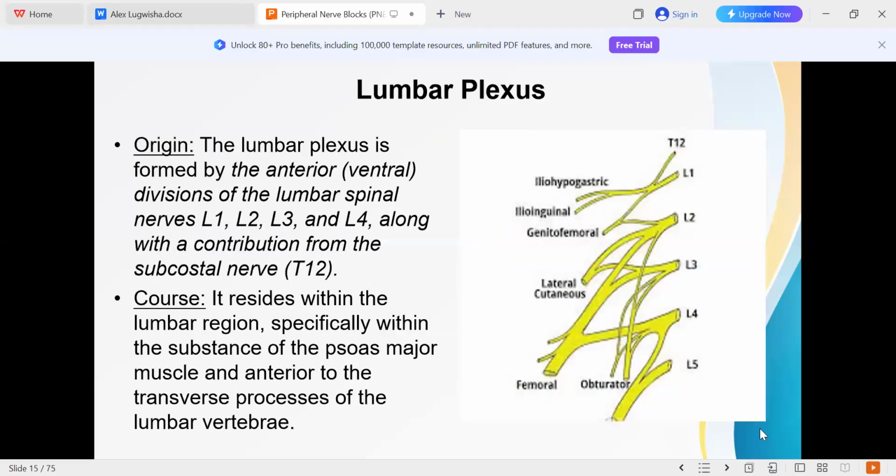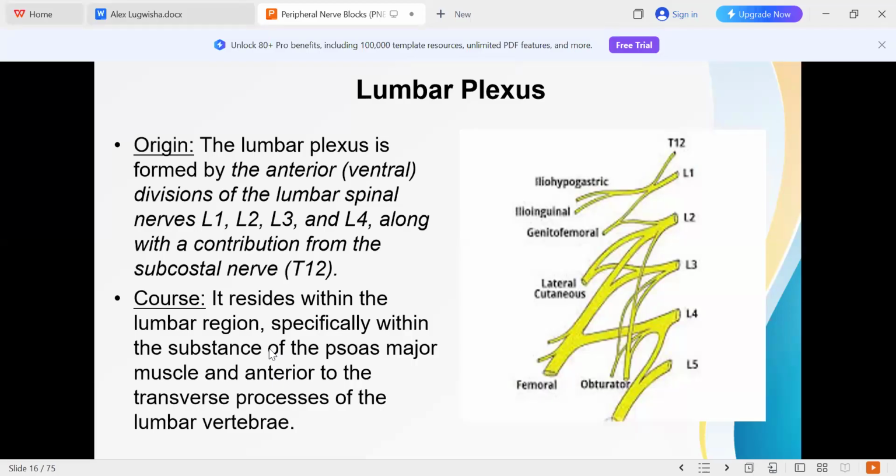So the other plexus is the lumbar plexus. This is the plexus that innervates the lower limbs. It originates from T12, basically L1 to L5, but with contributions from T12, the ventral division of the lumbar spinal nerves. This lumbar plexus resides in the lumbar region, specifically within the substance of the psoas major muscle, and they are anterior to the transverse process of the lumbar vertebrae.